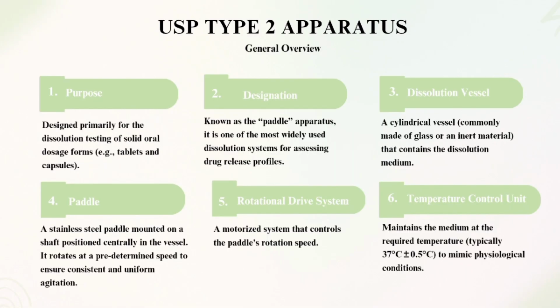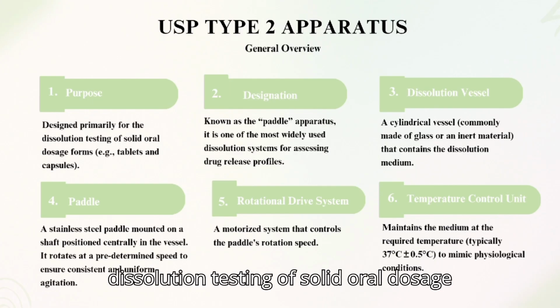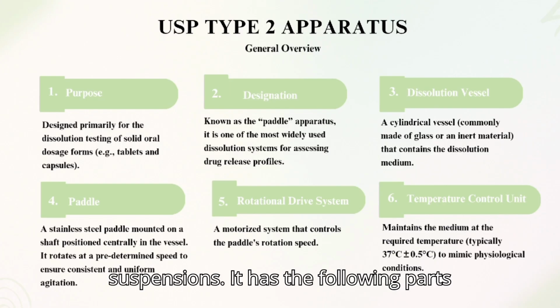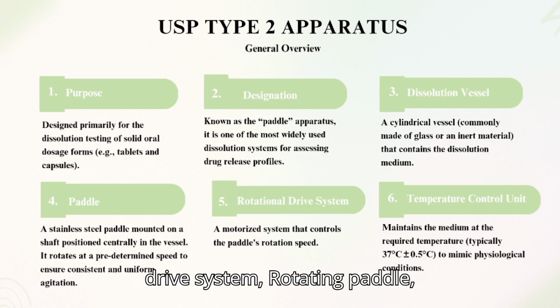The Type 2 paddle apparatus is one of the most commonly used methods for the dissolution testing of solid oral dosage forms, including tablets, capsules, and suspensions. It has the following parts: dissolution vessel, rotational drive system, rotating paddle, and temperature control unit.